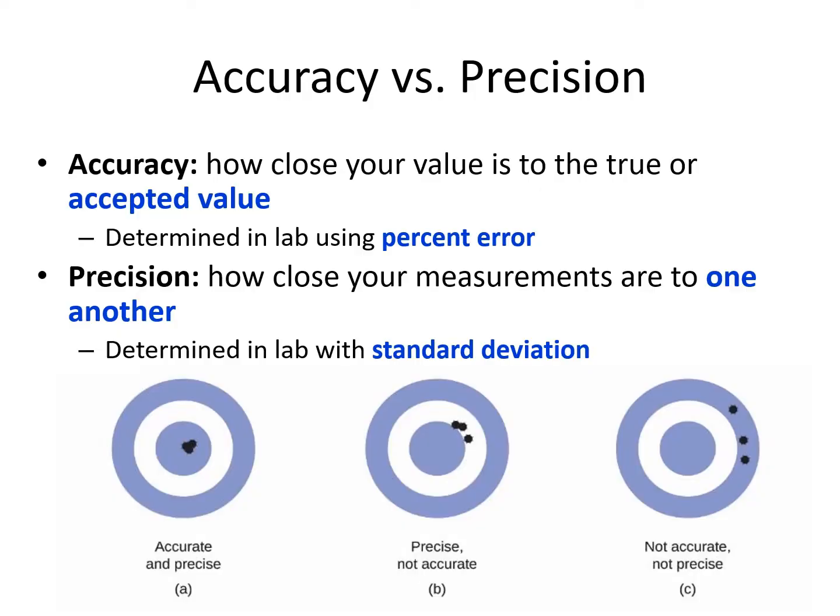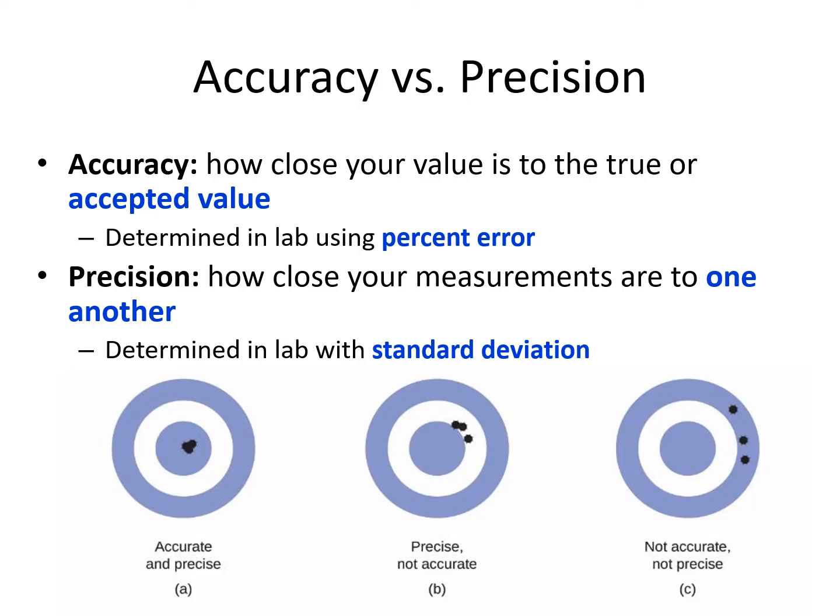As we make measurements in the lab, we are interested in finding the accuracy and precision of our measurements. The accuracy is how close your value is to the true or accepted value. To use a bullseye analogy, something with high accuracy would hit very close to the center of the bullseye. The way we would determine accuracy in the lab is with percent error.